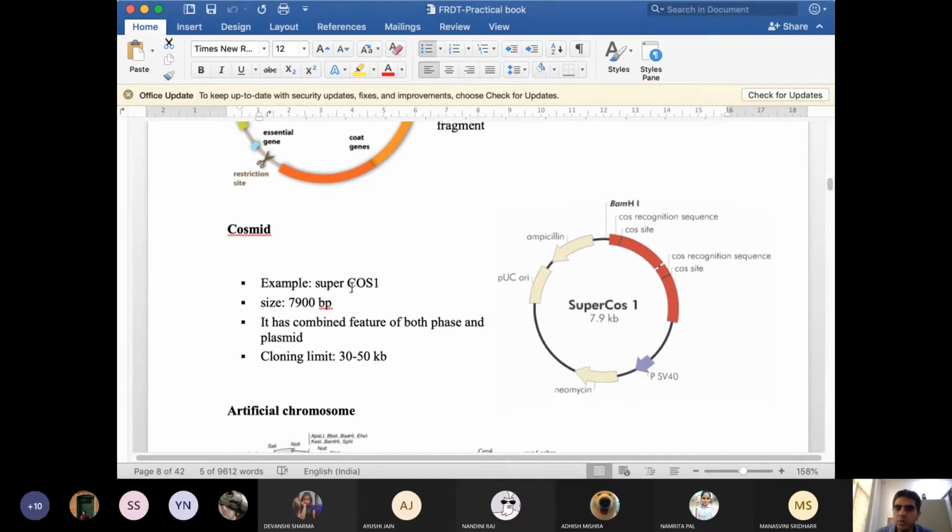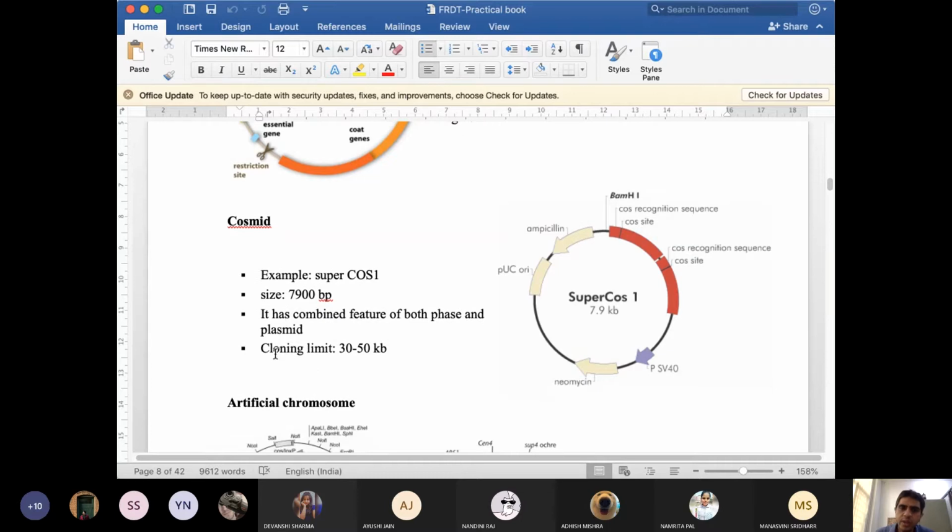The example is the SuperCos1. Size is 7.9 kilobase pair, and it has combined features of both phage and plasmid, as I mentioned. And the cloning limit, it can carry a large amount, compared to the plasmid which can carry up to 10 kilobase pair. It can carry up to 30 to 45 kilobase pair.